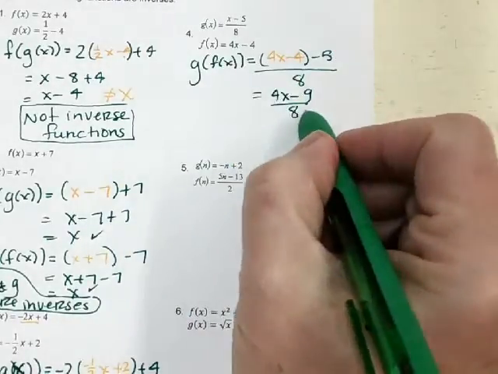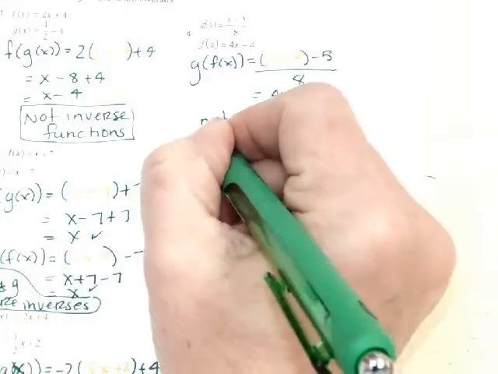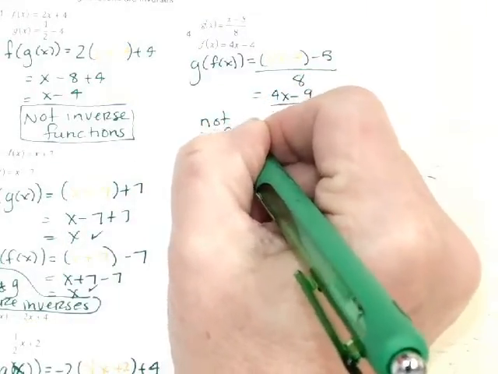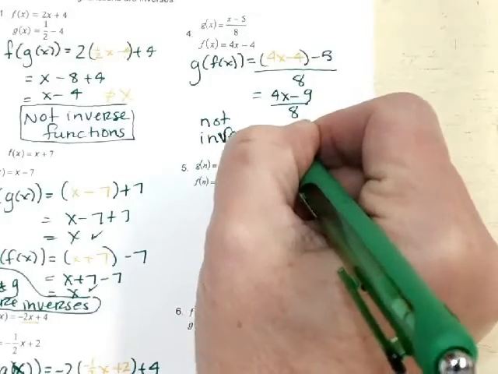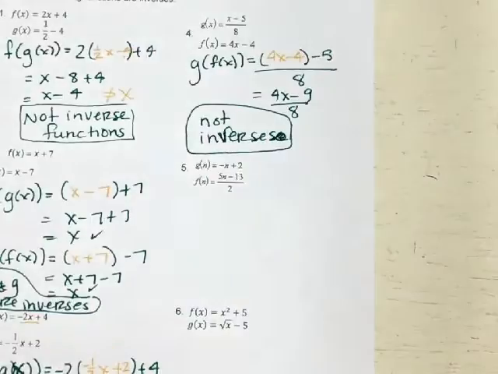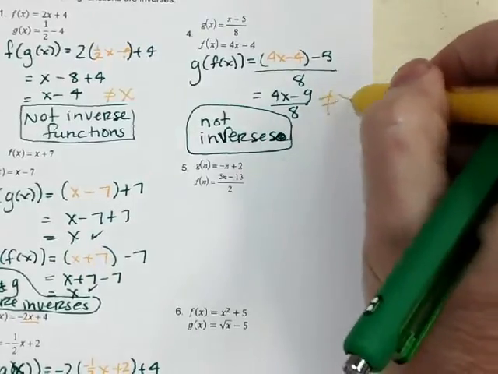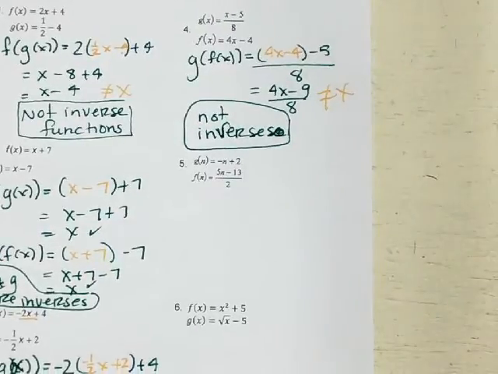If it does not simplify down to x, there's no need to do the other composition. These two are not inverses of each other. Not inverses, because this is not x. I can't simplify it down to x. Alright, let's look at number 5.